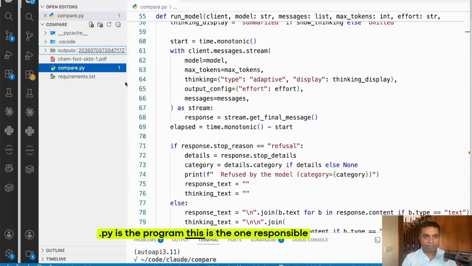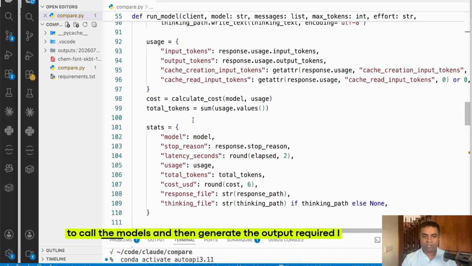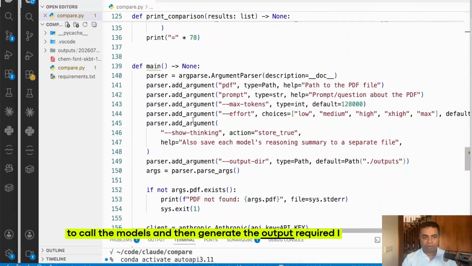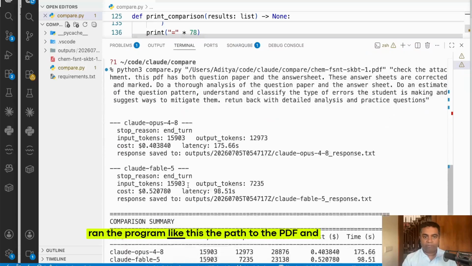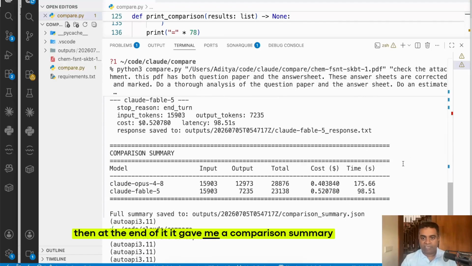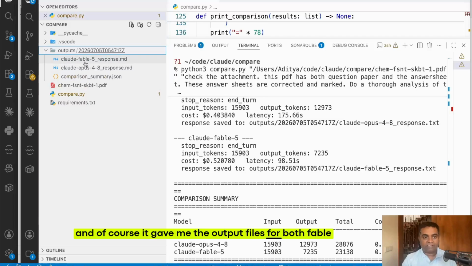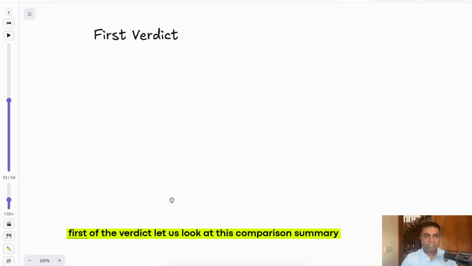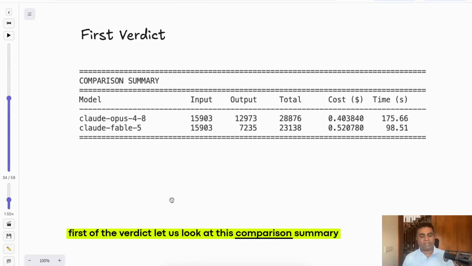Compare.py is the program. This is the one responsible to call the models and then generate the output required. I ran the program like this: the path to the PDF, and then a prompt. I kept the prompt simple to let AI do its job, and then I got some output. Claude Opus 4.8 took these many tokens, we will look at it, and then at the end of it, it gave me a comparison summary. And of course, it gave me the output files for both Fable and Opus, and this is what I would be consuming. The first of the verdicts, let us look at this comparison summary.